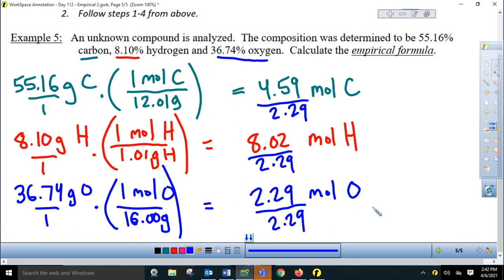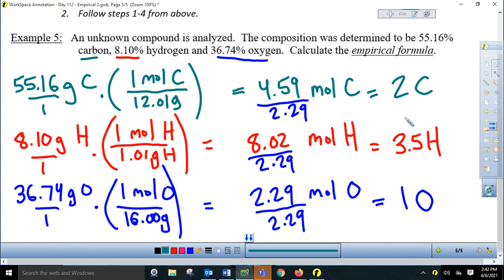So 2.29 divided by 2.29 is 1. So we got 1 oxygen in our empirical formula. Look here for hydrogen. Hydrogen, that's roughly about 3.5. 8.02 divided by 2.29 is about 3.5 hydrogens. And then carbon, this is really close enough that we can round to 2.